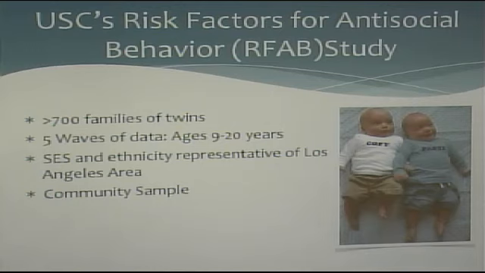Just a moment about this study. This is the USC Risk Factors for Antisocial Behavior. It's an ongoing longitudinal study, currently in its 5th wave. Applying for a 6th wave, Dr. Baker has tracked the kids from age 9, 10 until currently they're about 20-ish. We have over 700 families of twins. It is a community sample, so again, not criminal, not clinical, and it's representative ethnically and in terms of socioeconomics of the LA area.